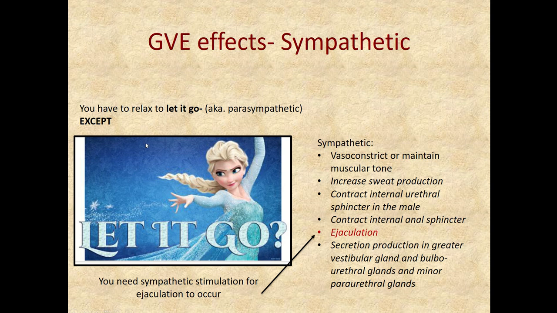And so generally speaking, most of the time you need parasympathetic to let it go, to defecate and to urinate, but there is a big exception, and that's ejaculation. So for erection of the erectile tissues and filling with blood, you need parasympathetic to dilate blood vessels and allow blood to come into the cavernous spaces. But for ejaculation, you actually need a sympathetic response to promote the contraction of the smooth muscle in the walls of the glands and in the ducts to forcibly expel semen from the male urinary tract.